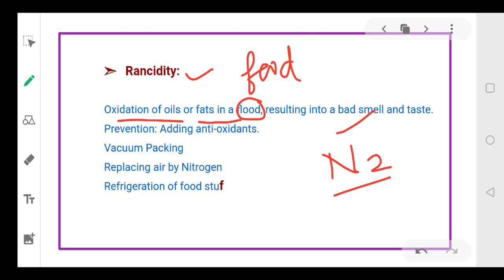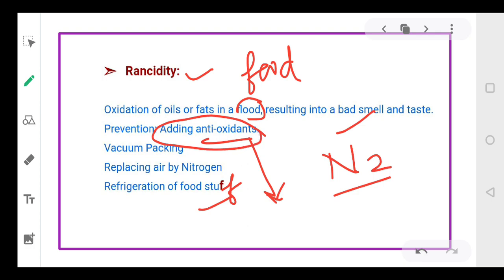Now apart from this, we can use vacuum packing. We can keep the foodstuff in the fridge, or at a lower temperature, so that it is prevented from turning rancid. Apart from this, there are certain substances which are called antioxidants. Have you heard this term, everyone? Antioxidant means the substances which prevent oxidation of food. So they can also be used for preventing rancidity. For example, you can take sodium bicarbonate and add it into the milk. This will prevent the milk from fermentation. So antioxidants are the substances which prevent oxidation of food.